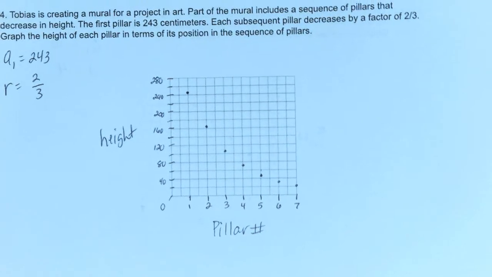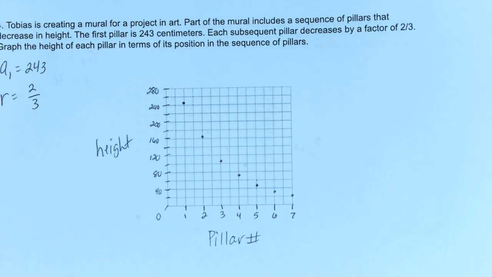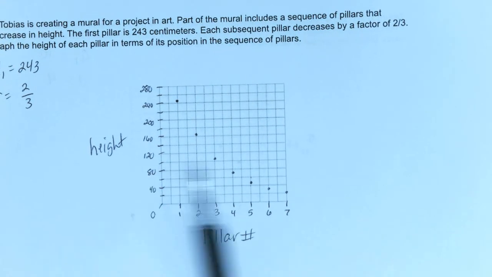Alright, so that one has our graph. And again, because we're talking about pillars, you can't have part of a pillar, so there's no need to connect them and make them a curve, because you can't have a value in the middle of the dots.